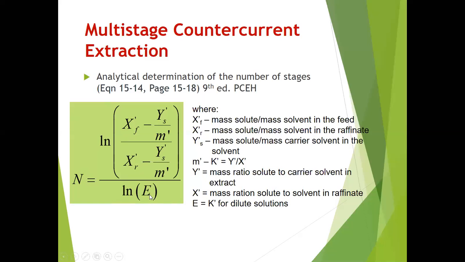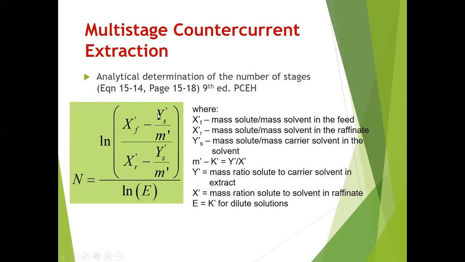Although the principle used here is still comparable to the Kremser equation, the variables are of course very different. The capital X_F prime that you see here in the formula, by the way, is equation 15-14, page 15-18 of the 9th edition. This is the mass of solute over the mass of solvent in the feed. F here is feed, R here is raffinate. So mass of solute in the raffinate over mass of solvent in the raffinate. That's for the capital X sub R prime.